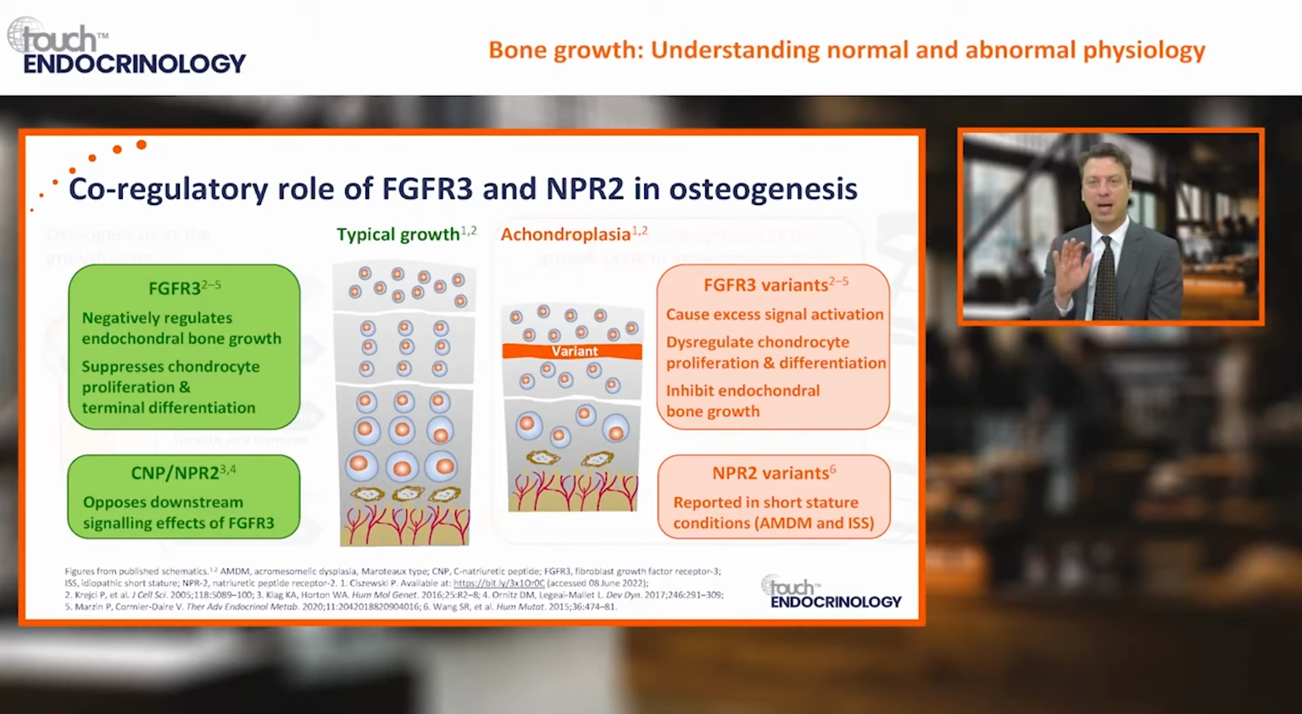to a brake on growth and leading ultimately to short stature and disproportionate growth. There have also been inactivating mutations in the NPR2 gene and in that pathway, which also lead to short stature conditions, including idiopathic short stature, and in its recessive form to a skeletal dysplasia called acromesomelic dysplasia, Maroteaux type.